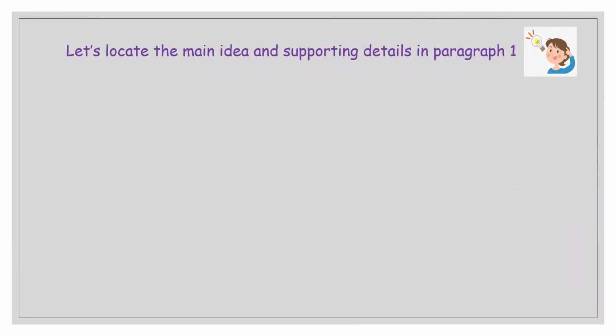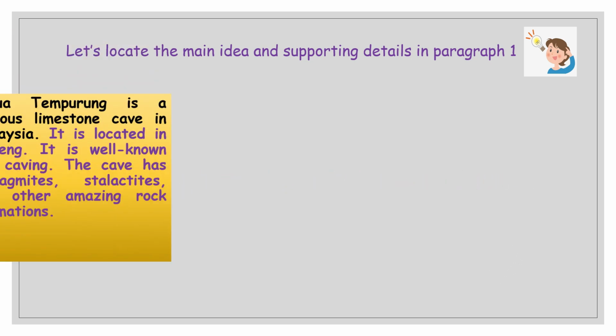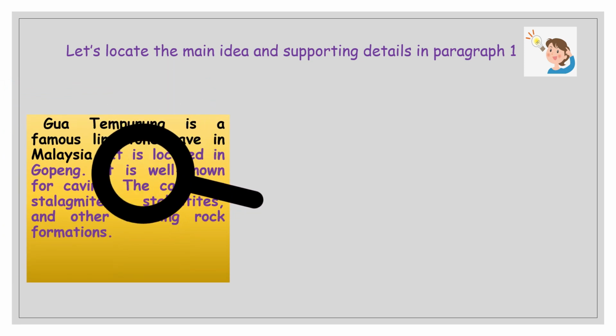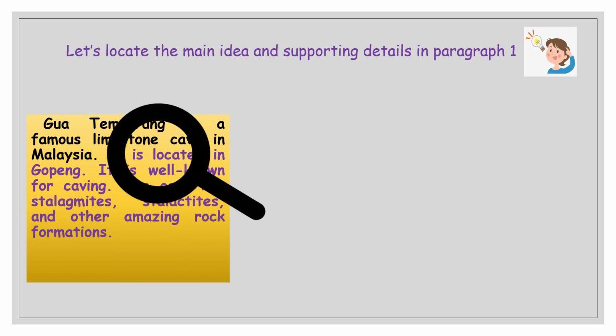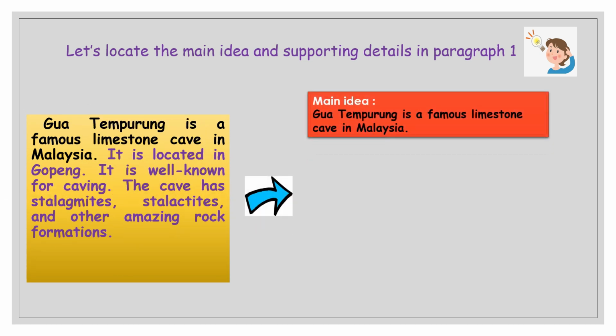Let's locate the main idea and supporting details in paragraph 1. Remember, we discussed earlier that the strategy used in the text is the topic sentence is the main idea. The topic sentence in the first paragraph is Gua Tempurung is a famous limestone cave in Malaysia. Therefore, this is the main idea. It is followed by three supporting details.